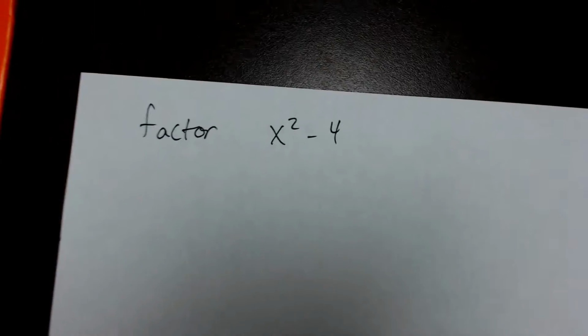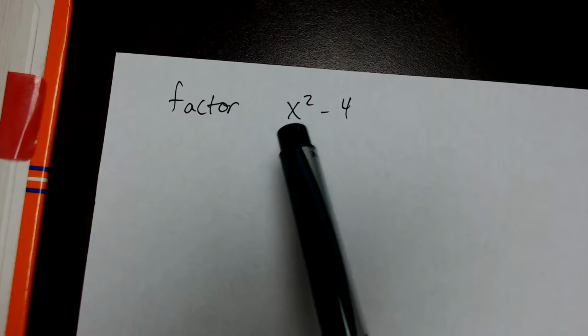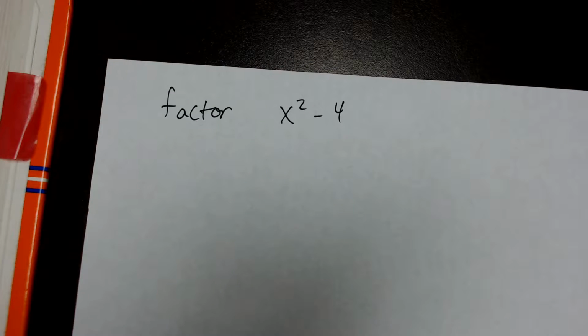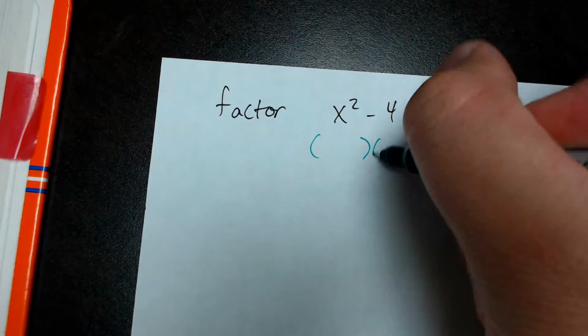What they mean by that are two perfectly squared numbers, for example, that are being subtracted. So difference, subtraction, and then two squares. For example, x squared, a perfectly squared number, and 4, a perfectly squared number. Now, in order to factor these, we're going to factor just like our trinomials into two sets of parentheses.